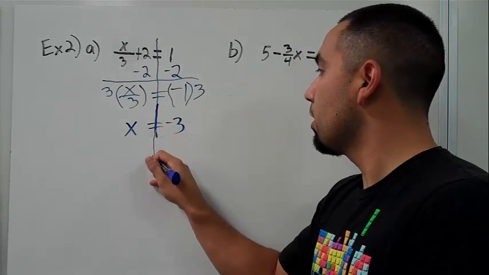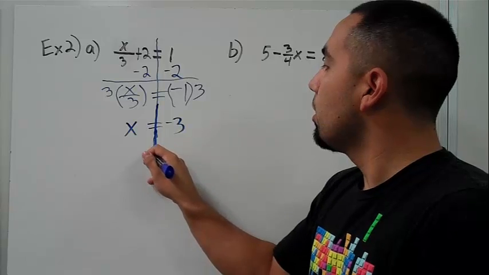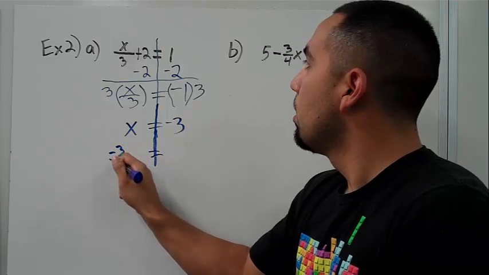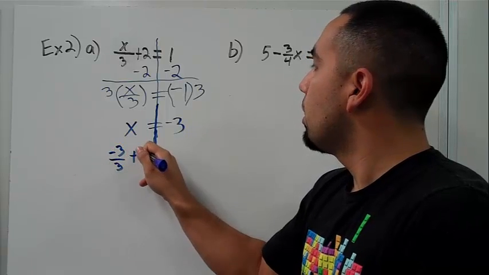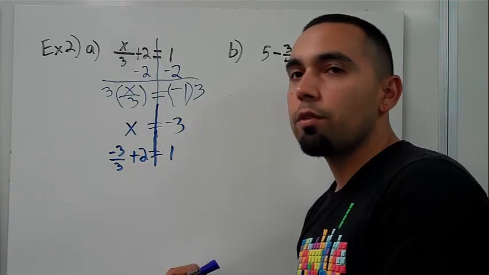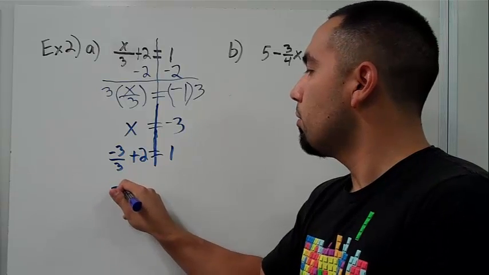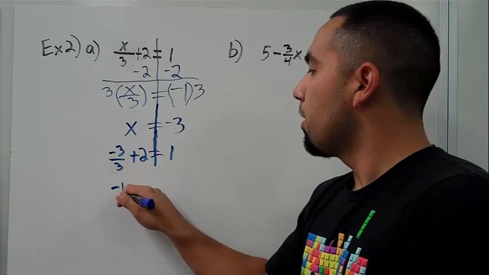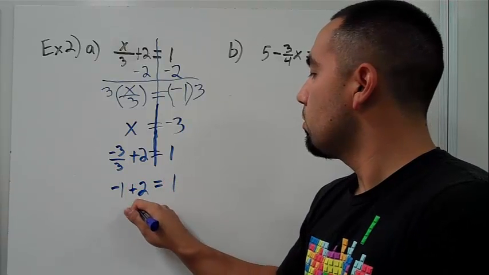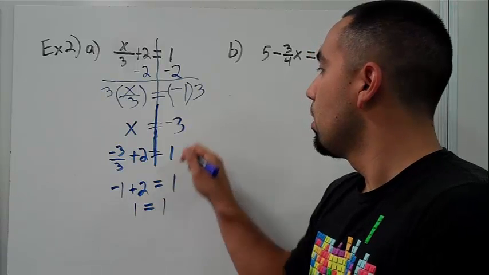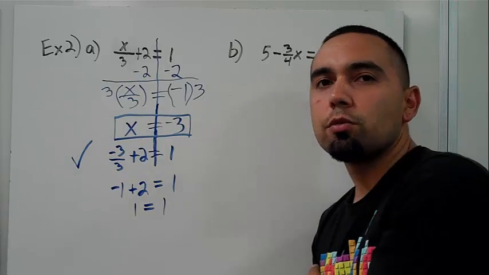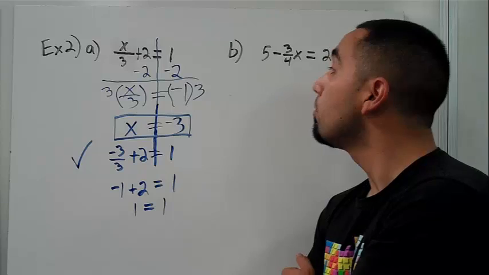Again, I want to check my work, so I'm going to plug in my values. If x equals negative 3, that means I have negative 3 over 3 plus 2 equals 1. Well, what's negative 3 over 3? Well, that's negative 1, right? Because negative 3 divided by 3 is negative 1. Negative 1 plus 2 equals 1. Is that true? It sure is. So I know from my check that my answer is right. X has to equal negative 3.